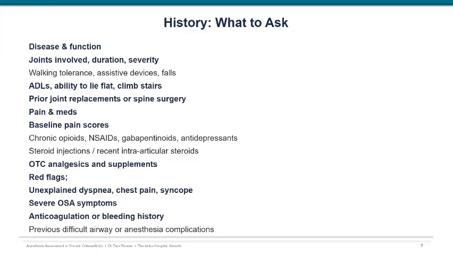So if we talk about the history, in cases of chronic osteoarthritis specifically, we need to assess the disease and function. We need to assess the joints that are involved, the duration for how much time the joints are involved, and the severity of the joints involvement, like whether the patient is able to walk, or is on a wheelchair, or requires assistive devices for moving.